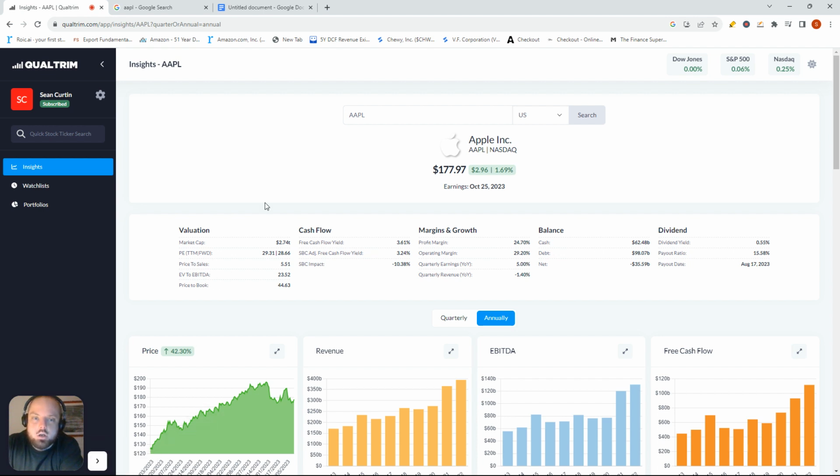So, taking a look at Apple, recently described as the best company we've ever invested in, by Warren Buffett.